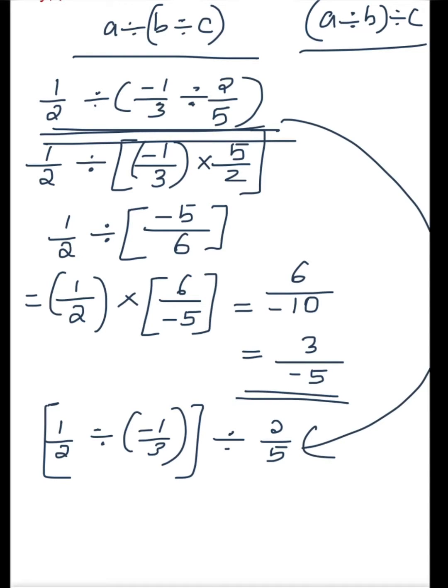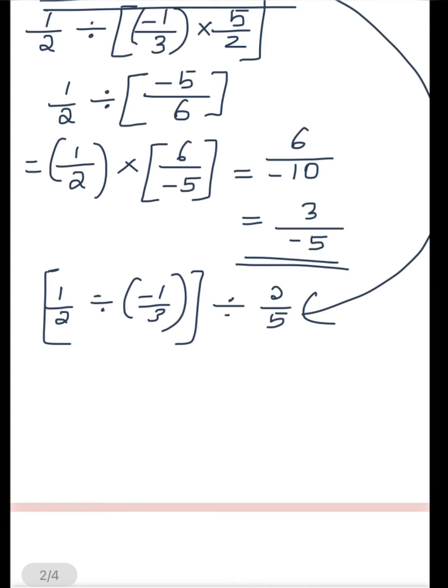Okay, now let's do the things inside the bracket first. So what is inside the bracket? 1 by 2. Instead of this division, you can convert it into multiplication. Now what is the reciprocal of minus 1 by 3? It's 3 by minus 1. Okay, 3 by minus 1 divided by 2 by 5.